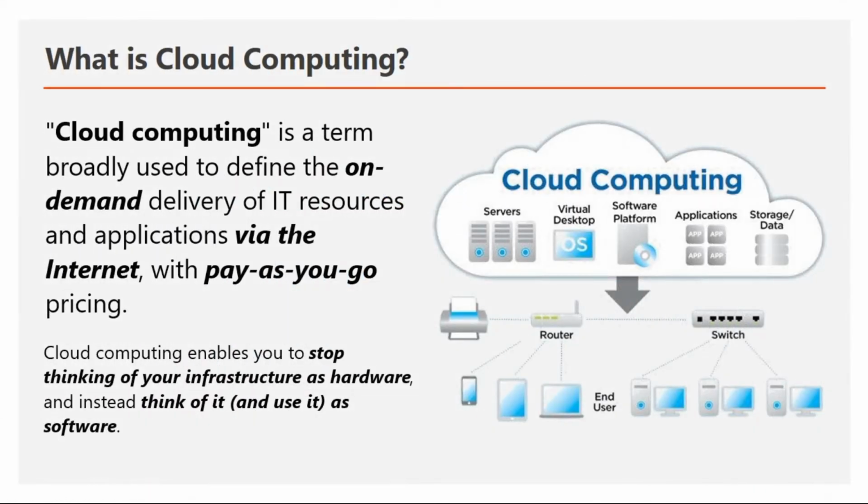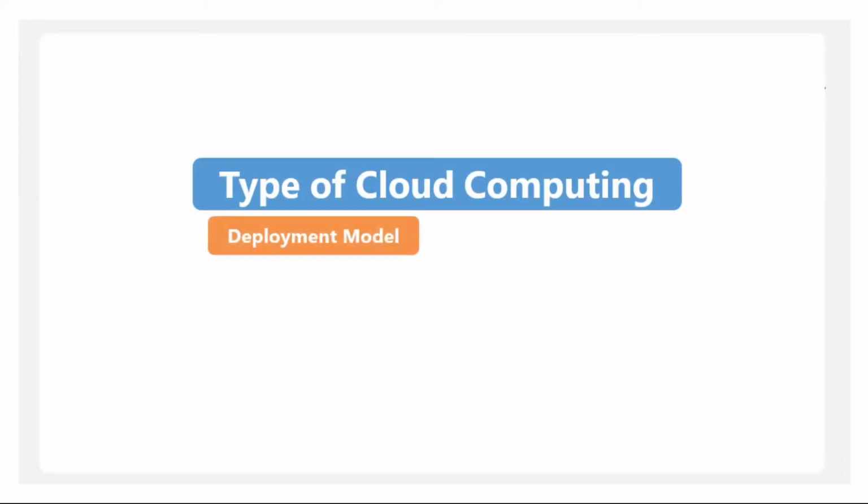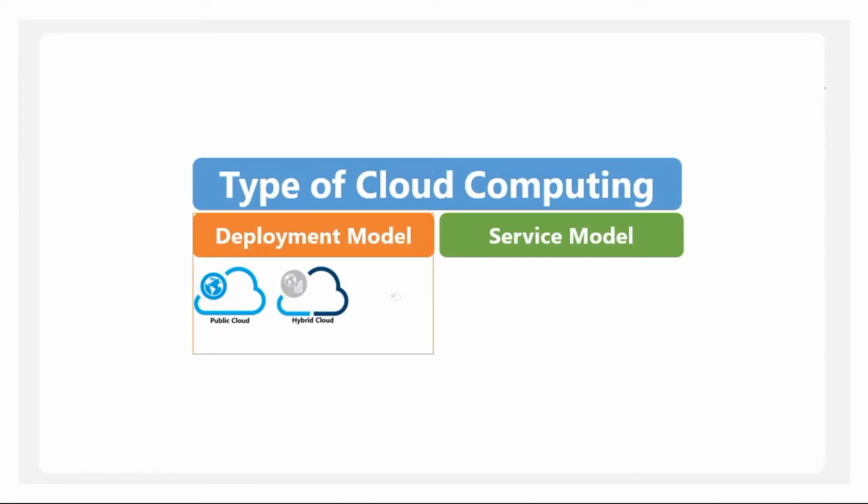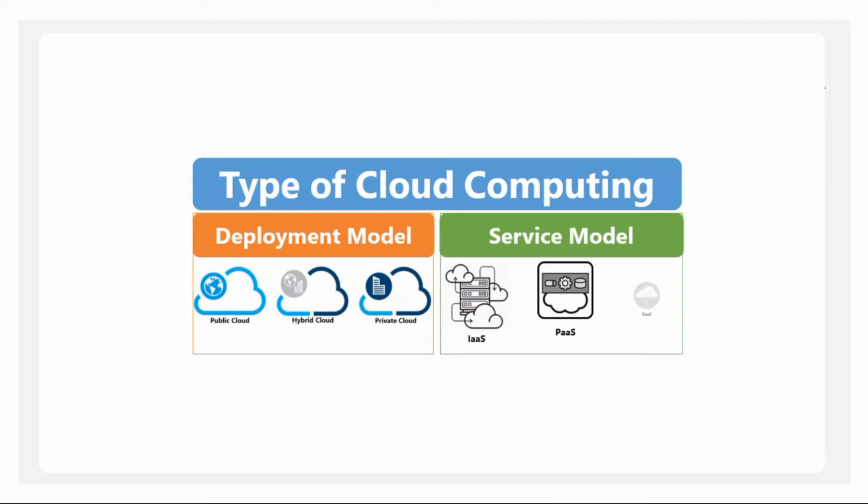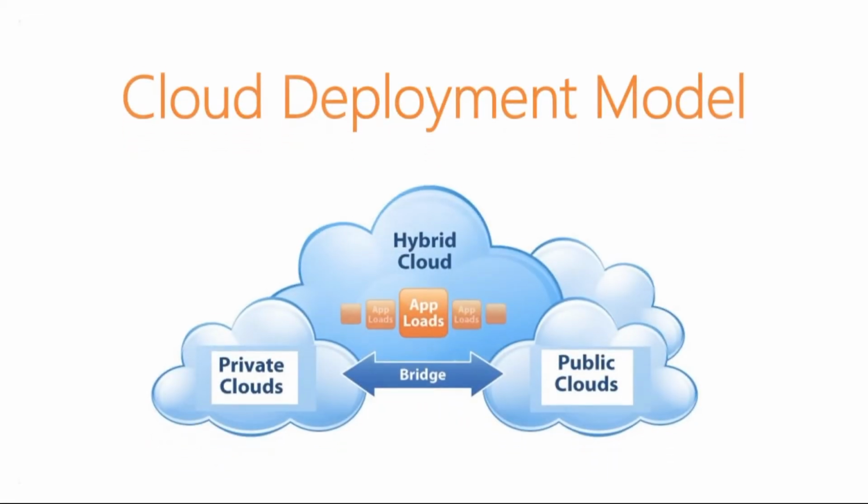Cloud computing is a term broadly used to define the on-demand delivery of IT resources and applications via the internet with pay-as-you-go pricing. It enables you to stop thinking of your infrastructure, instead think of it and use it as software. Cloud computing can be categorized into two parts. First is deployment model and second is service model. Let's talk about deployment model.